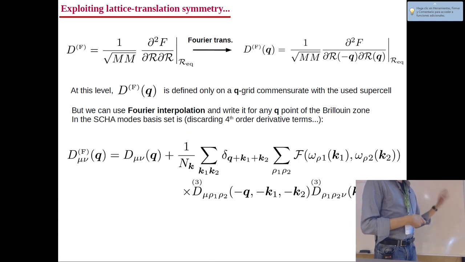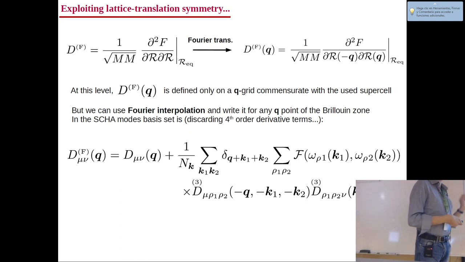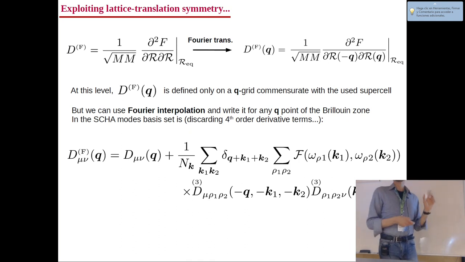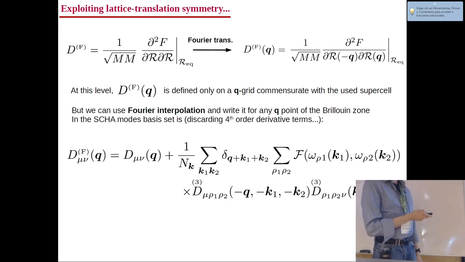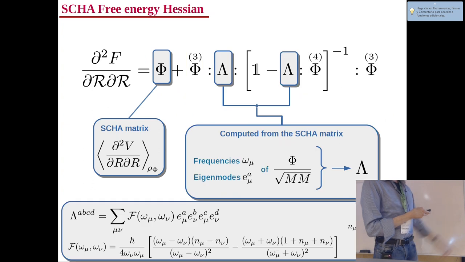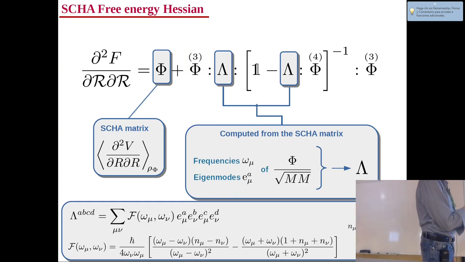Now, I have just taken the formula for the free energy Hessian. I have divided by the square root of the masses. That's why I have a D here. And also now I'm explicitly using indices, okay? So these mu and nu are just the indices, using as a basis the mode basis of the SHA dynamical matrix, okay? So this is the first term of this formula here. Let me just go back. The first term here. Then I have the term with phi3, lambda phi3.